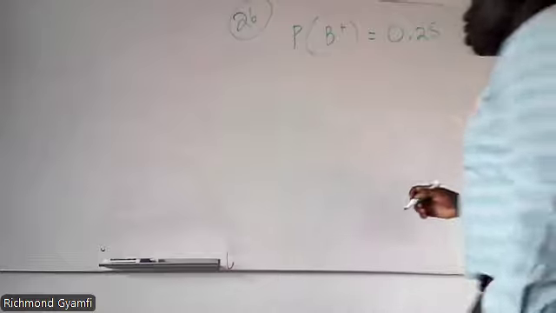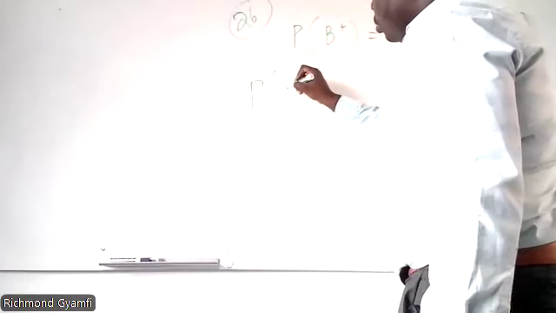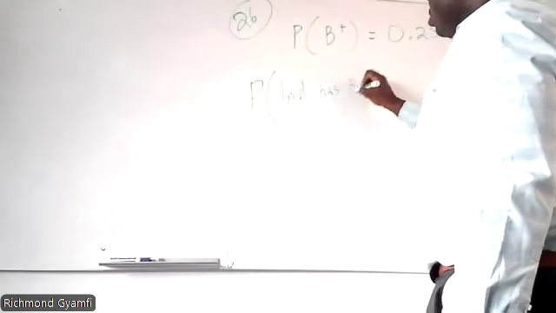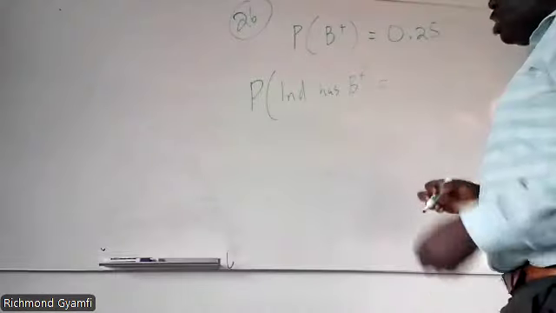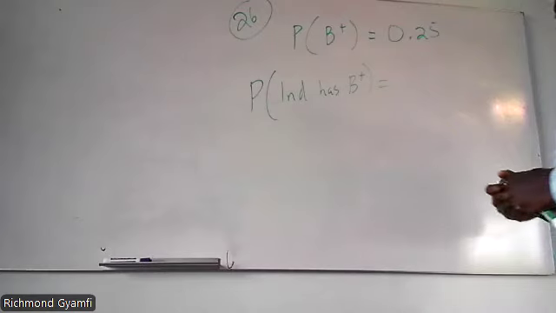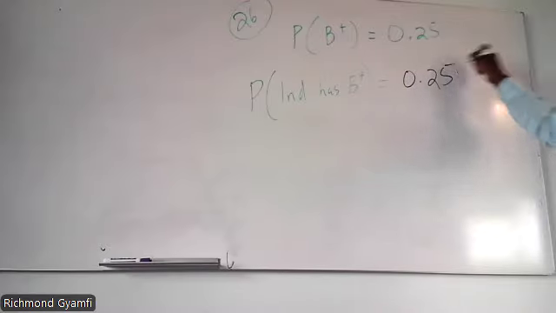All right, let's start with the first one. What is the probability a single individual has type B plus blood? So I meet somebody on the street. What is the probability that this person has a B plus blood type? What is it going to be? 25%. Exactly, 0.25.